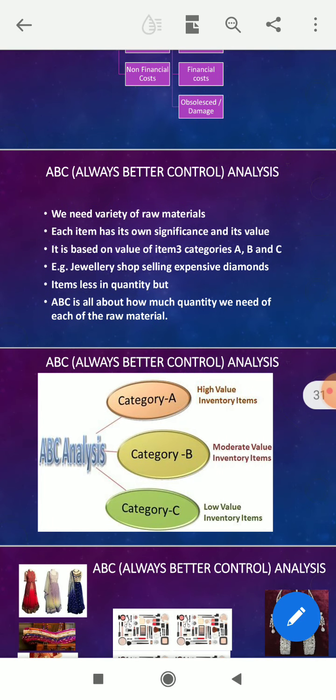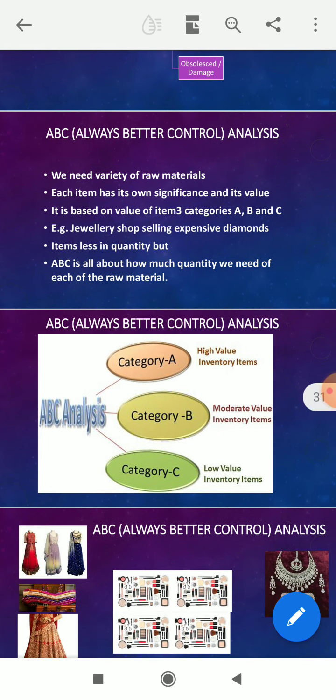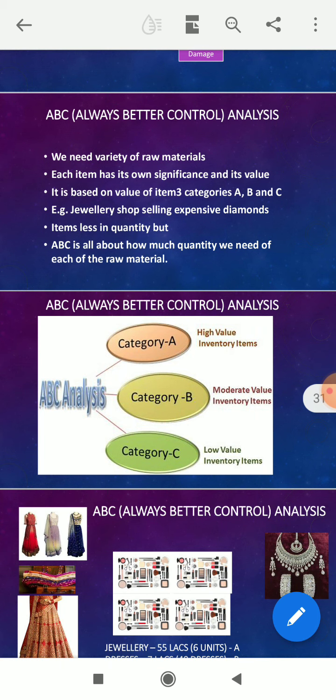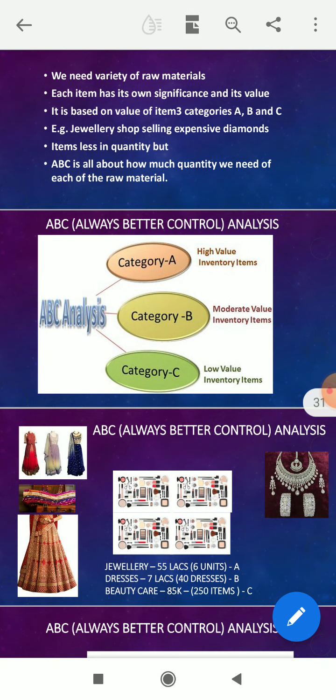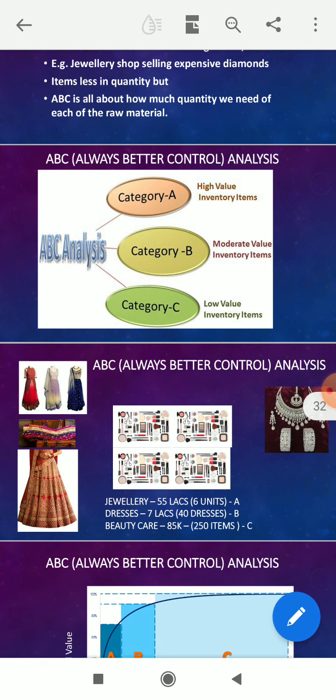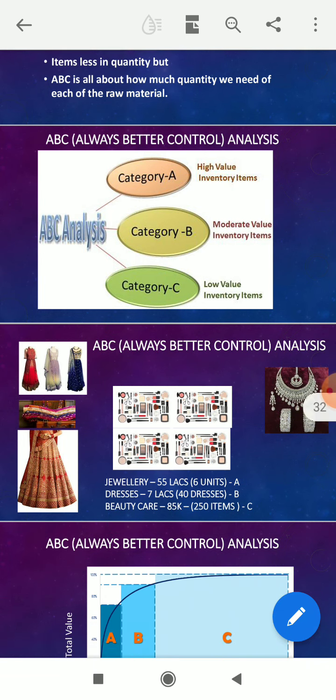In ABC analysis, the stock can be classified into three: category A, category B, category C. Category A, high value inventory items. Category B, moderate value inventory items. Category C, low value inventory items. For example, in a jewelry shop, 50 lakh for 6 units is category A, dresses 7 lakh for 40 dresses in B, and beauty care 80k for 250 items in C. It is an example of ABC analysis.